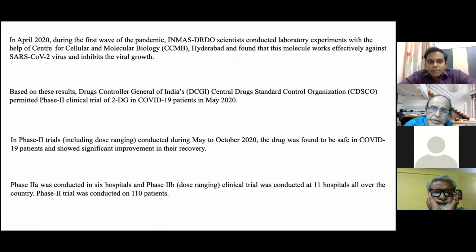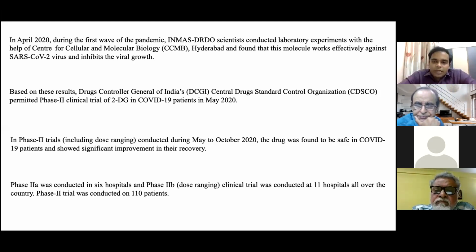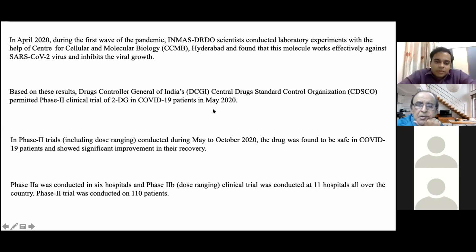This was a phase 1 in animal, and phase 2 for human study in May 2020. From May to October, they did it on 19 patients and they showed significant improvement. I think that data I was not able to trace anywhere in the literature. It is just appearing as a news item. So maybe I have to search more, or maybe it is really not there in the public domain. Then when phase 2 was successful, phase 2B was conducted in another number of hospitals, in 110 patients.